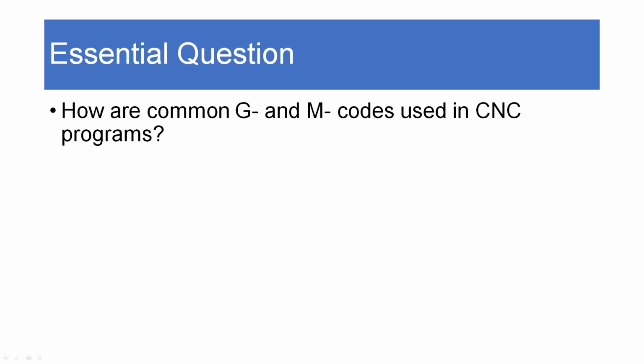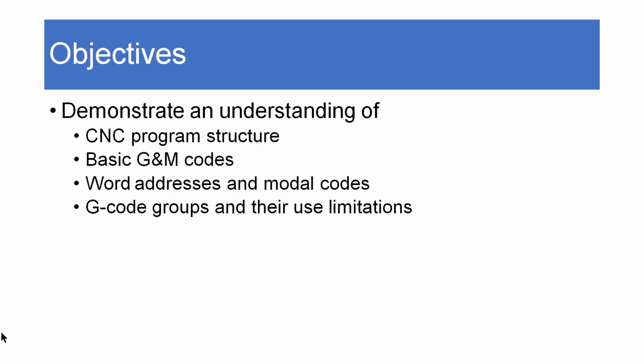So the essential question here is, how are some of the common G&M codes used to control CNC programs? That's what this course is all about. My objectives behind this and the handout that accompanies it are for you to demonstrate understanding of some CNC program structure. What does a program look like? A few basic G&M codes. We're going to discuss the idea of word addresses and modal codes, and then talk about some of the G code groups and how that limits their use when you're running a machine.